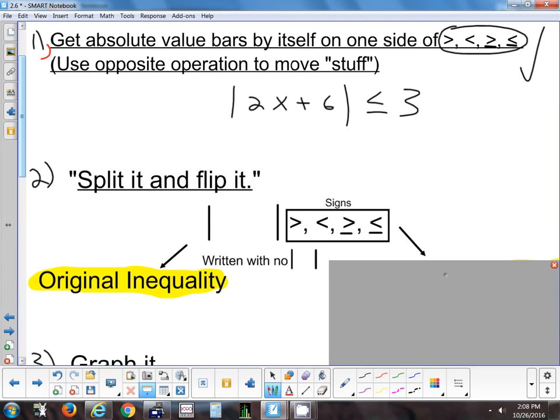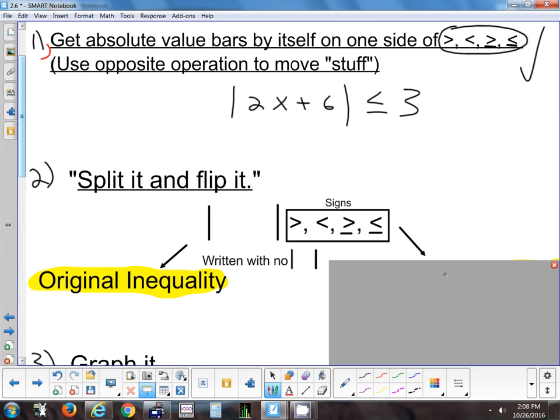Does anybody think they might know what that little bit of a difference might be from doing an absolute value equation with the equal sign to an inequality? Anybody think they might know? There's one more thing we gotta do. Jordy? Liam? Add a negative sign. Yeah, we know that, but something else. Anybody know? Think about these directions up here. Split it and flip it. What do you think is gonna happen? Josh? Flip the inequality. Exactly.